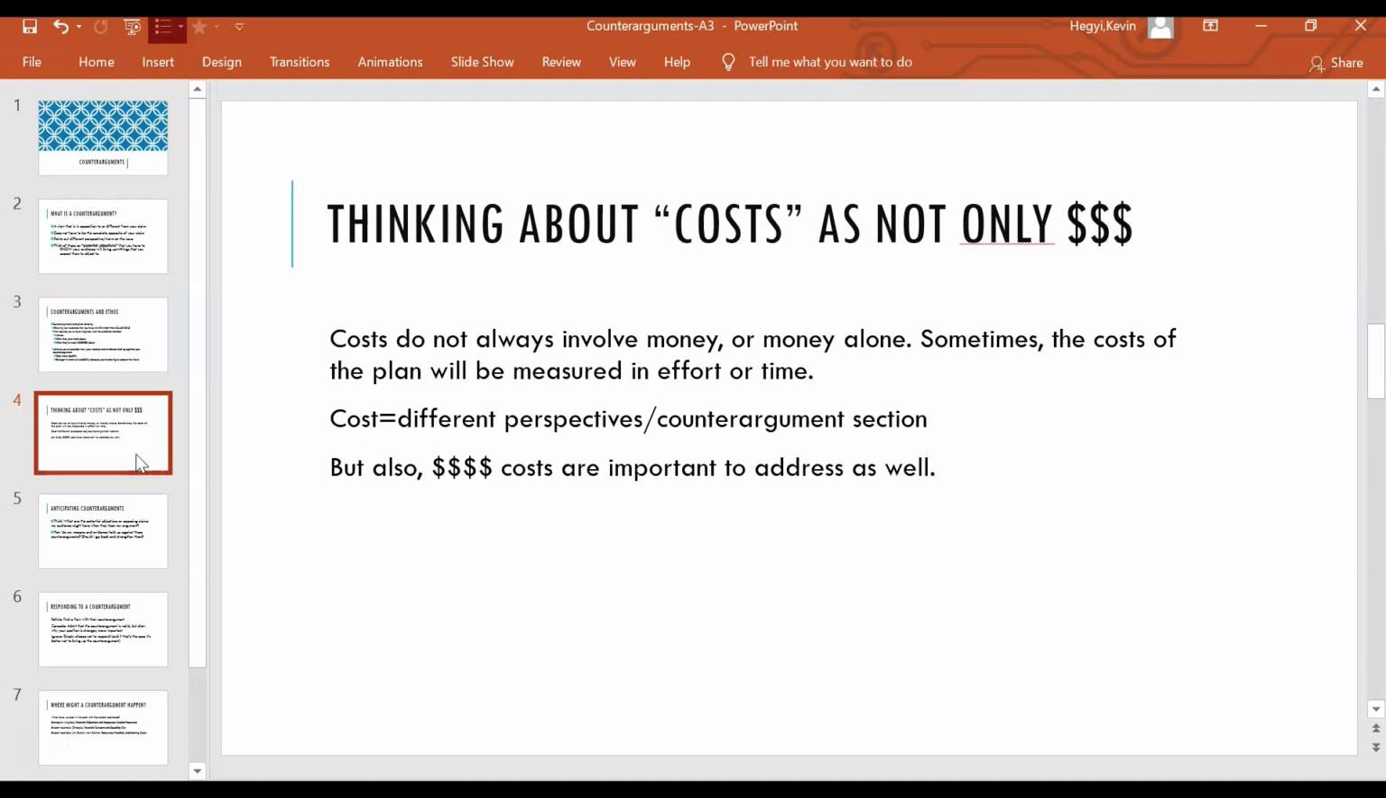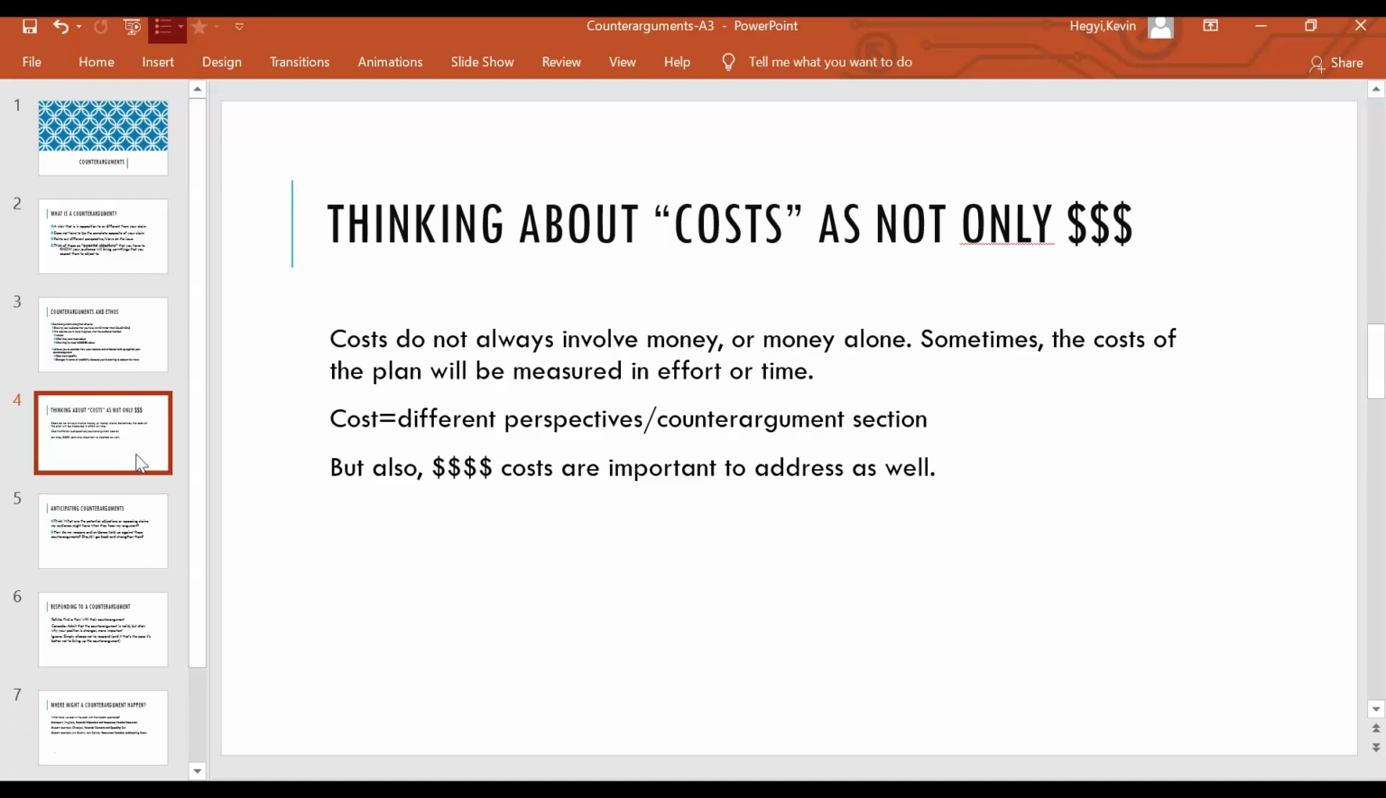Something a lot of us will be thinking about is costs. A big objection to a lot of our counterarguments is going to be costs, and this could be monetary, but it doesn't always have to involve money. Sometimes the costs of the plan will be measured in effort or time or human power, labor. You can also treat costs as a part of addressing that counterargument. That's totally a component.